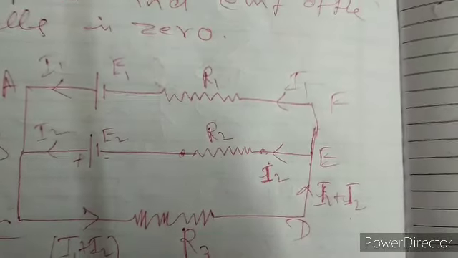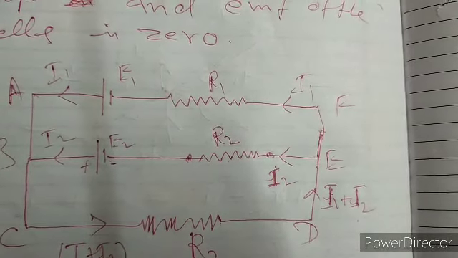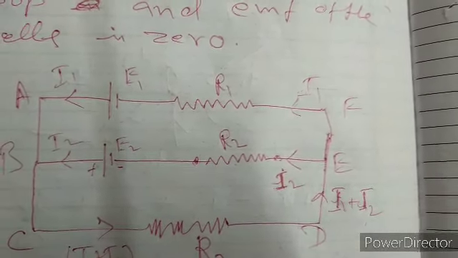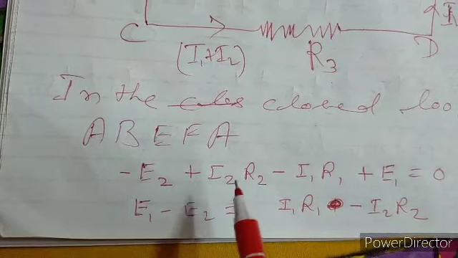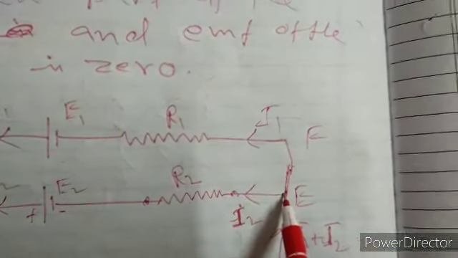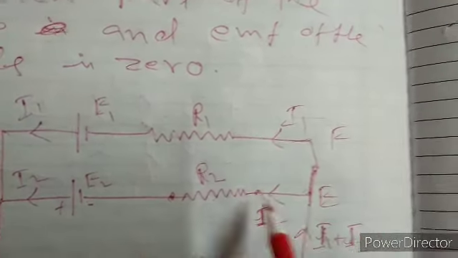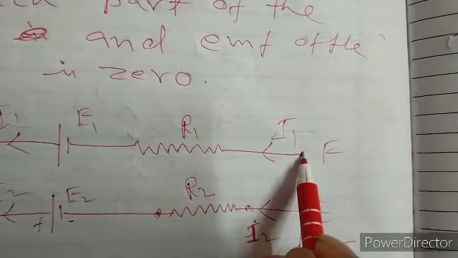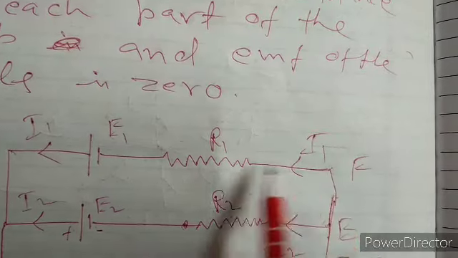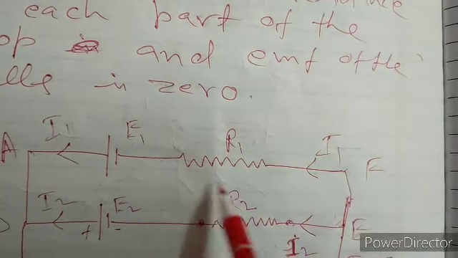Remember always, if you are facing the current, meaning face to face, the current is coming from the opposite side, then you will take positive: I2 R2 plus I2 R2 plus I2 R2. Then we are reaching point E. Now we have to take this path from E to F, no voltage. Now we are going from F to A. Then we are facing this resistance.